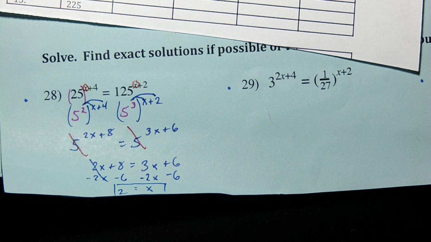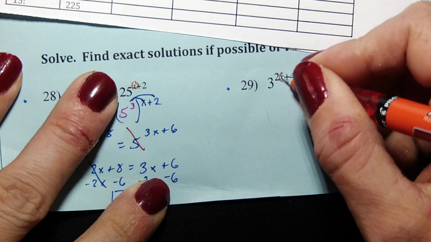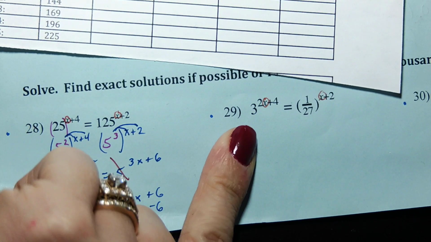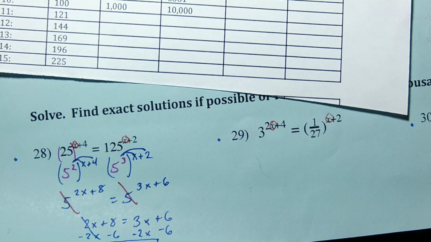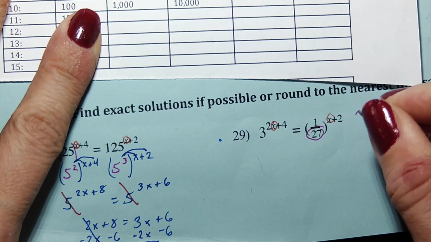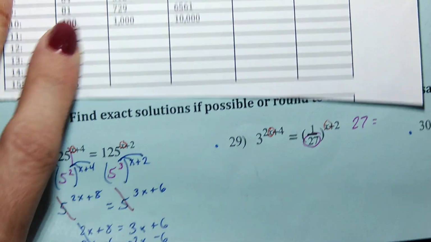Everybody gets one. All right, folks, so moving on to number 29. We've got exponents and variables in the exponents. So this is an exponential equation. Folks, can I get the same bases here? Yes. So whenever you have a fraction, you hone in on the denominator first. Can I write 27 as a smaller base?